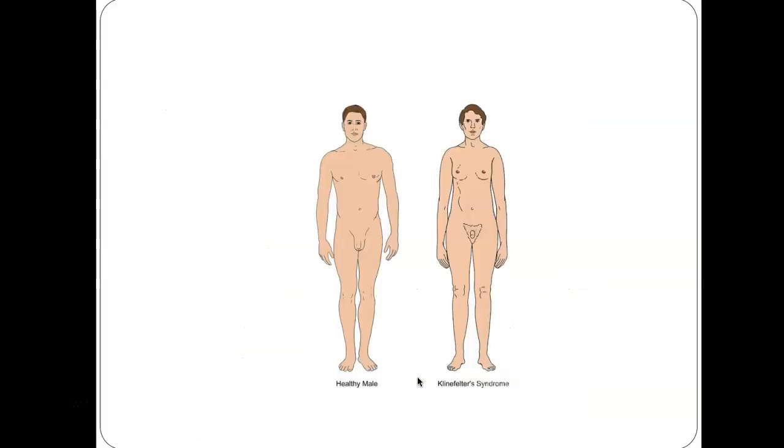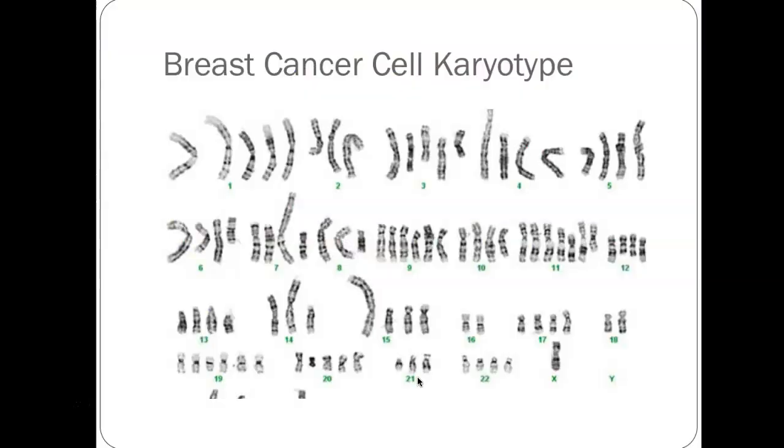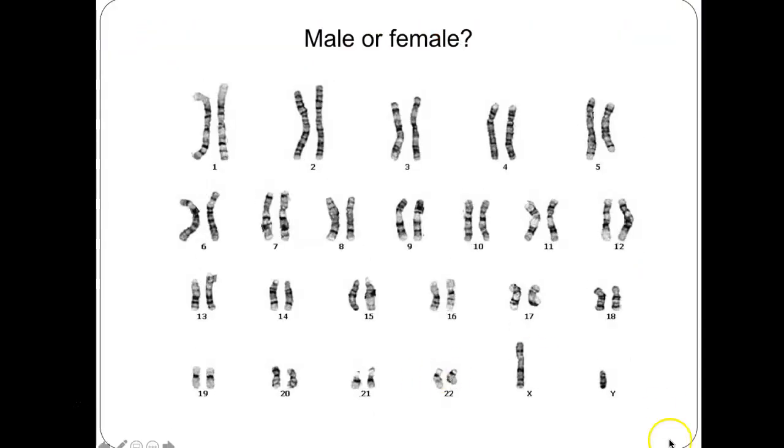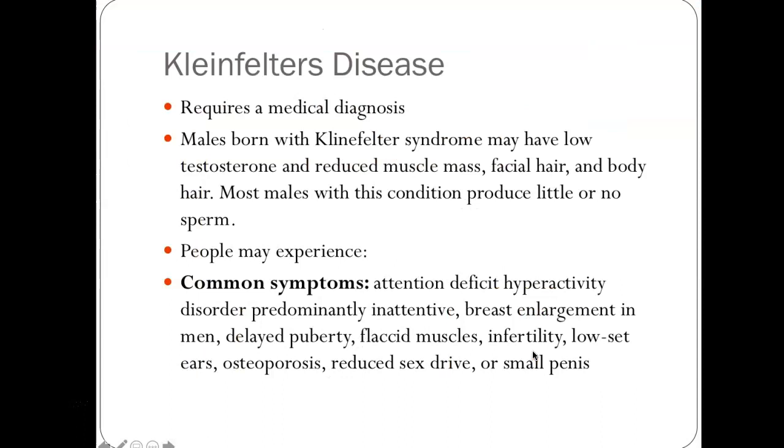Klinefelter's disease, I talked about a little bit. I showed you. This is a non-disjunction disorder where a biological male actually has an extra X chromosome. So if you looked at the karyotype of someone with Klinefelter's, they would have an X and a Y, but then they'd have an extra X right here. So it's like they're both biologically male and biologically female at the same time. So that's how they would determine if a person had Klinefelter's.